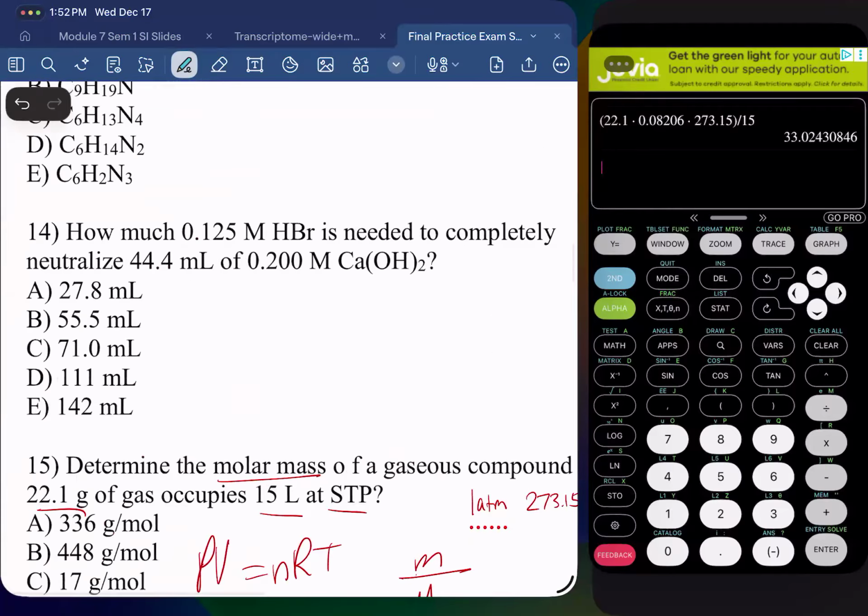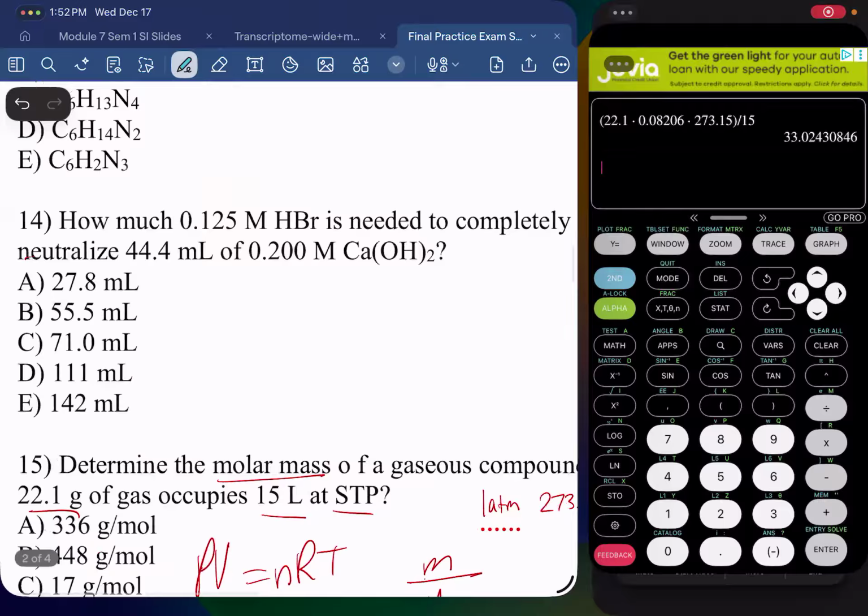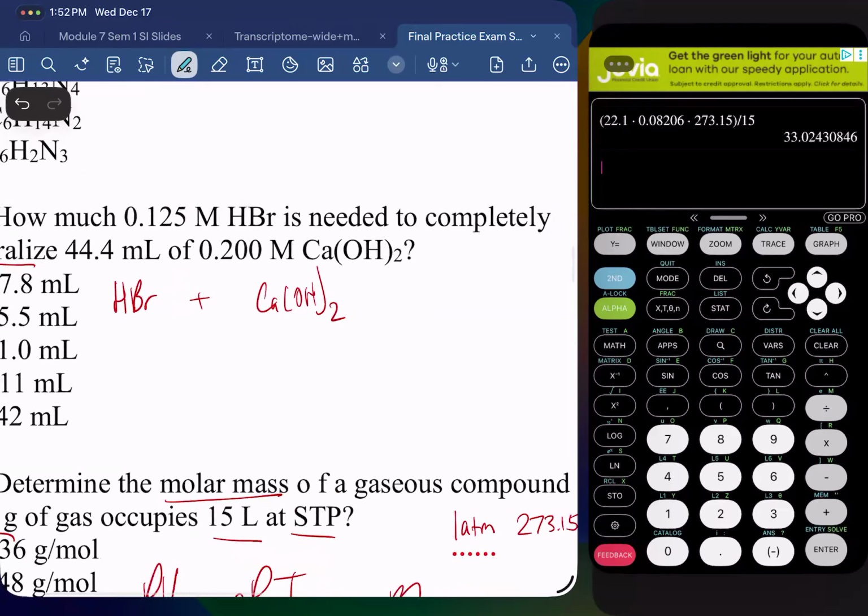Sounds good. All right. So I'm going to explain it using a reaction. Basically, this is a neutralization reaction. That's why it says neutralize. It's acid base. So let's write out HBr plus calcium hydroxide. I always told this in the SI sessions, but when an acid and base react with each other, you produce a salt and water. The salt is calcium bromide, and the water is just water. And then we have to balance it.